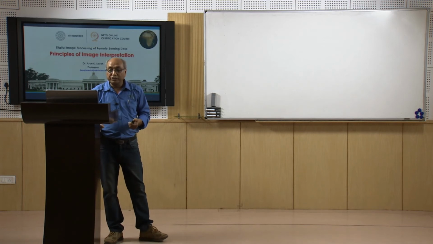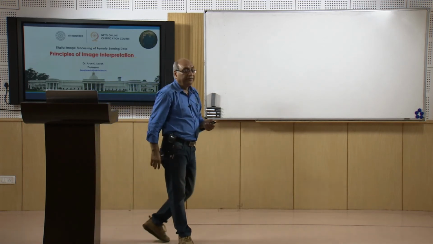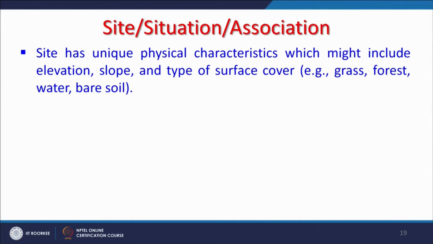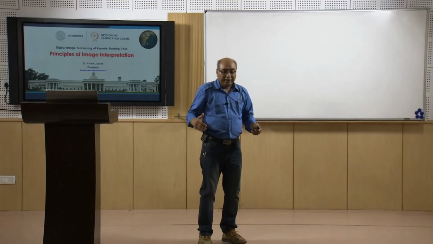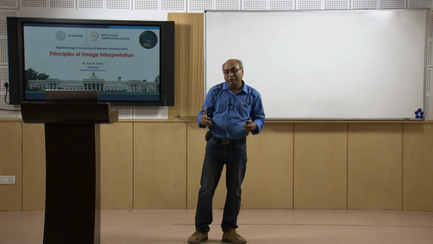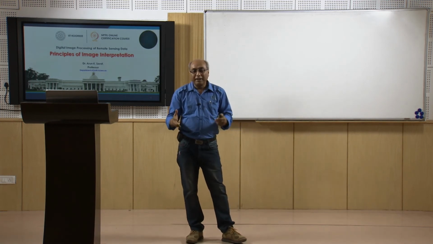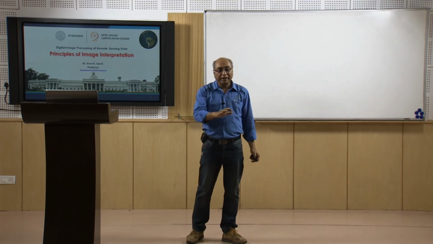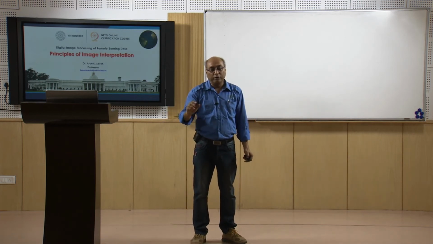Now site, situation or association, these are all linked keys. The site has unique physical characteristics which might include elevation, slope, and types of surface cover, that is grass, forest, water, bare soil. For example, if I am seeing a cone shaped, very light toned area, I cannot say that this is a landslide area for a flat terrain or an area like the alluvial Indo-Gangetic plain.